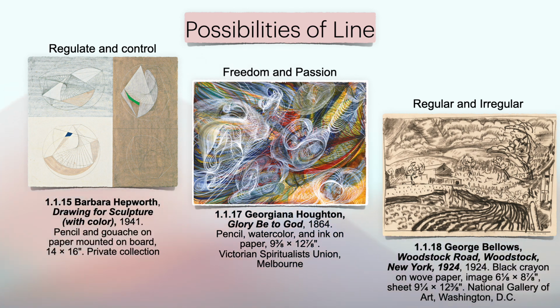Georgina Houghton made this drawing about 75 years before abstract and non-objective art became popular in Europe. Glory Be to God is a good example of lines creating non-objective art. George Bellows, on the right, asks us to love what he loved, but not in a demanding way.